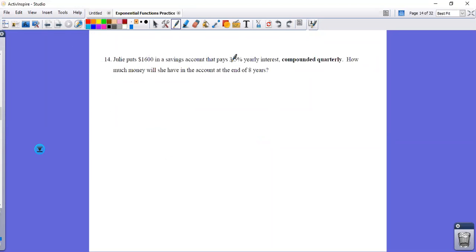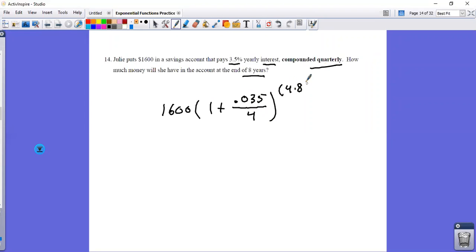She's saving money. It pays 3.5% yearly, compounded quarterly, for 8 years, so it would be 1,600 times 1 plus her rate, 0.035. Quarterly is 4 times a year, so you'd raise that to the 4 times 8 power. If you're getting ridiculous numbers at the end of these, just double check how you typed them in.